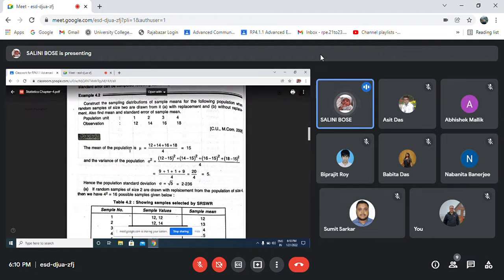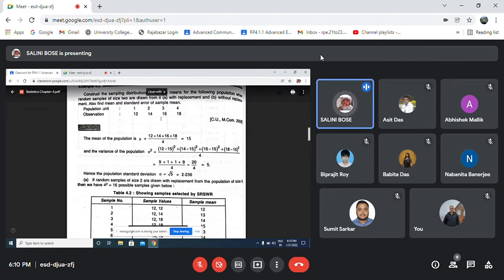Now actually this mu and sigma we need, that is why we have found them. Now we will find out the sample. We will draw the sample from this observation with replacement and without replacement. So first we will do with replacement. If a random sample of size 2 is drawn with replacement from the population of size 4, because 4 units are there, we could have 4 square, that is 16 possible samples.